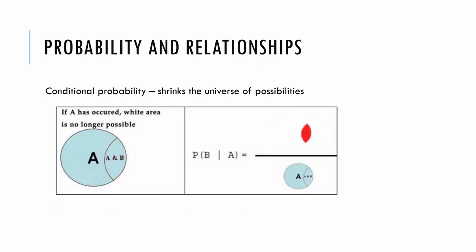Conditional probability shrinks the universe of possibilities. For event B to occur given A, the universe is reduced to the circle A instead of the rectangle, the white rectangle, which is the total universe of possibilities for all events if there are no conditionalities.